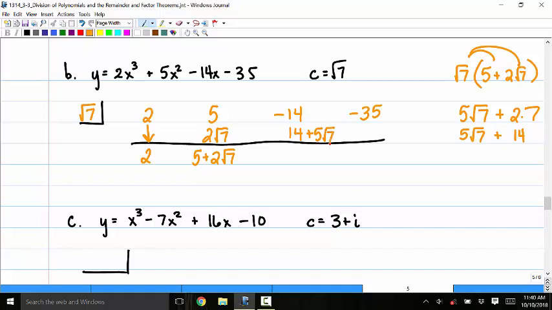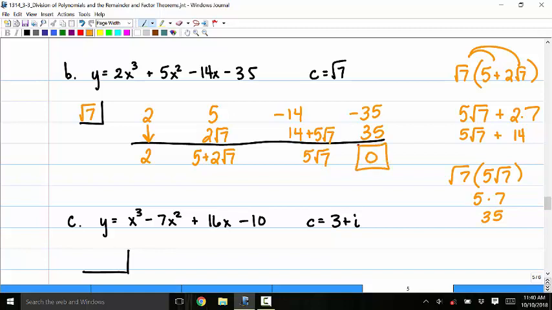Okay, what is negative 14 plus 14 plus 5 root 7? It's just 5 root 7. Now you need to do 5 root 7 times root 7. What is that? 35. It's 5 times 7. Oops, I put root 5. It's 5 times 7, which is 35.